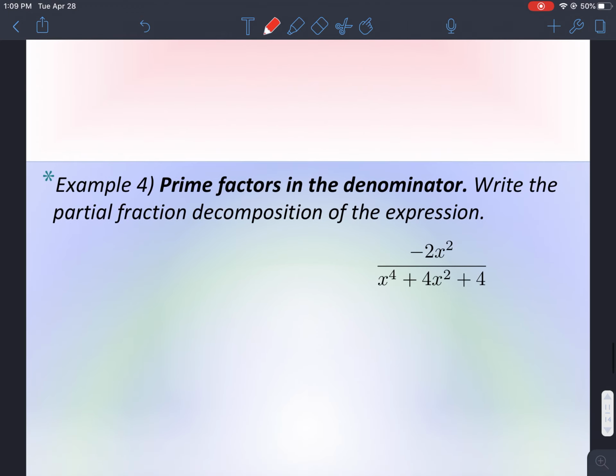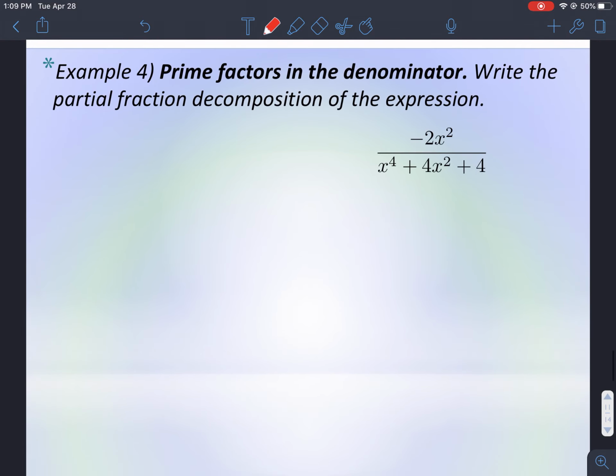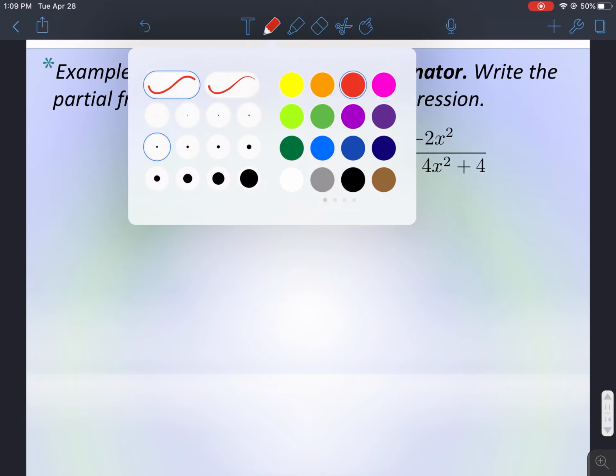Without further ado, example 4, prime factors in the denominator. Write the partial fraction decomposition of the expression negative 2x squared divided by x to the fourth plus 4x squared plus 4.